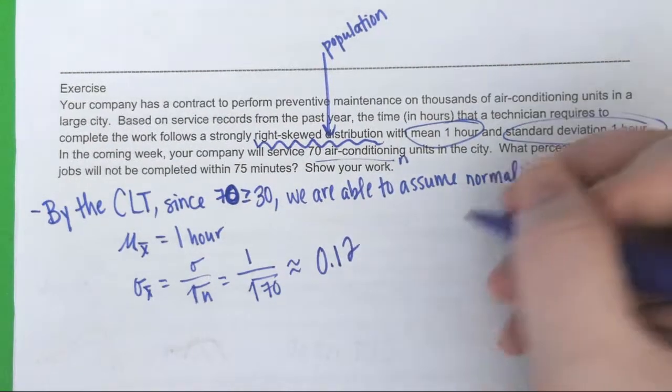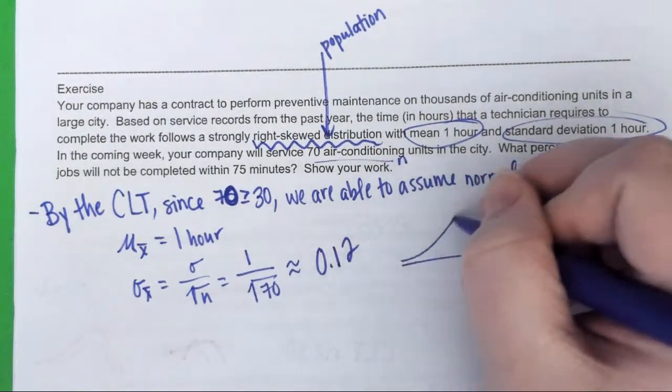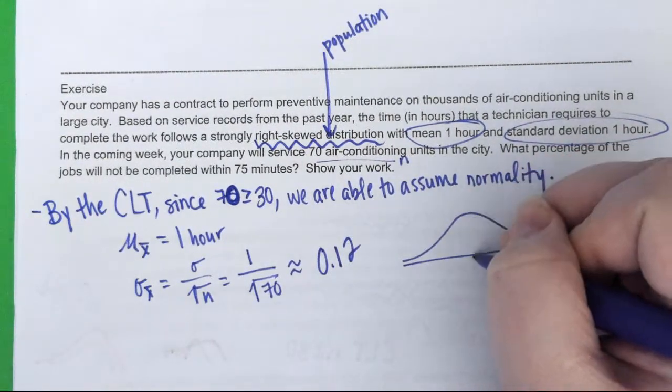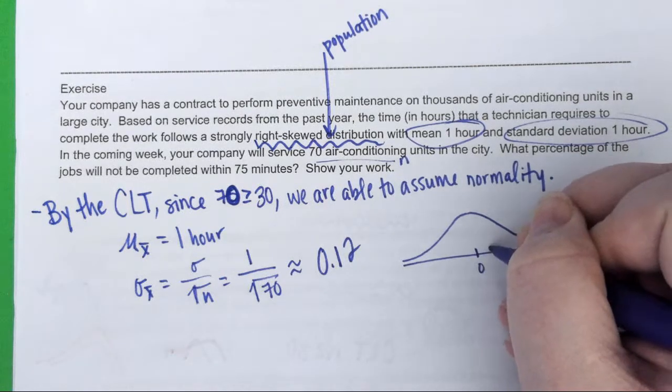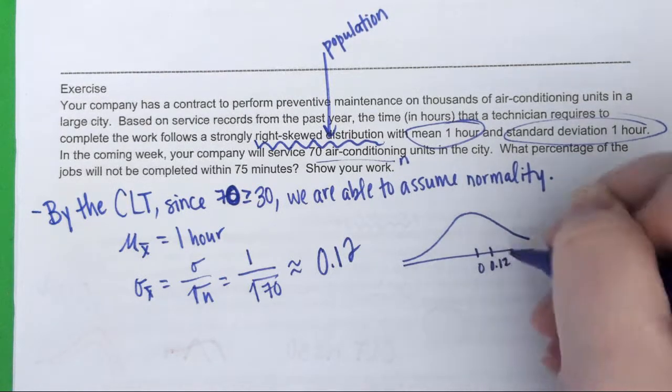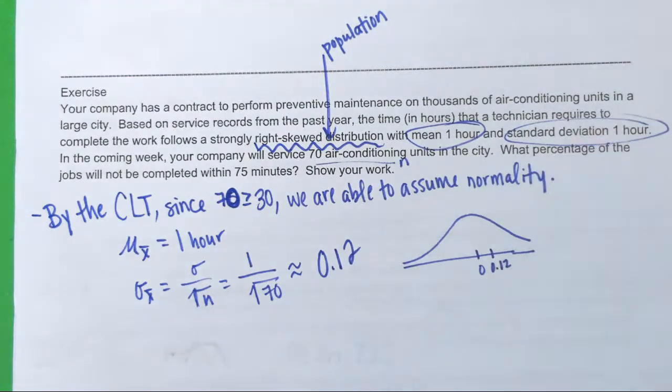And again, Miss Compton likes to draw the picture. If you don't want to draw the picture, it just helps me think things through. So, 0 is here. We're at 0.12. That's not very far away. That's one standard deviation. Like I was saying earlier, since it says what percentage of the jobs will not be completed within 75 minutes, is that everything shifting to the left? That makes sense.